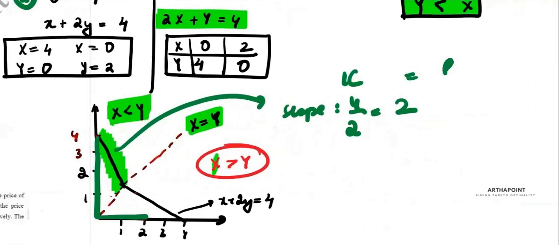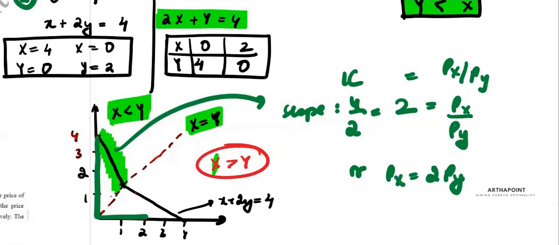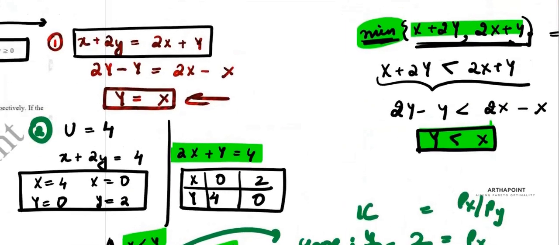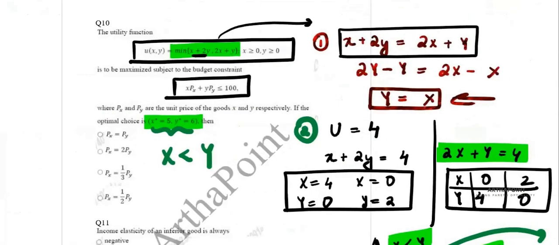But the slope of the indifference curve should be equal to the slope of the budget line. So you will have 2 is equal to px by py, or px equal to 2 times py. So what will be our answer? Px is equal to 2 times py.